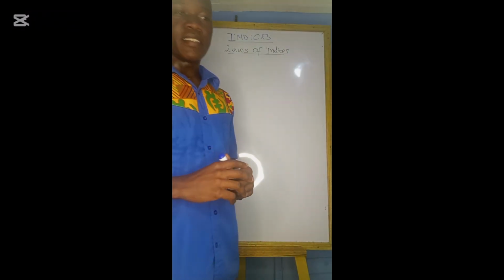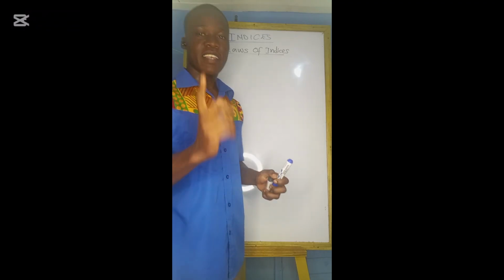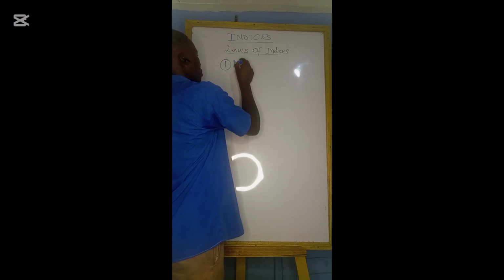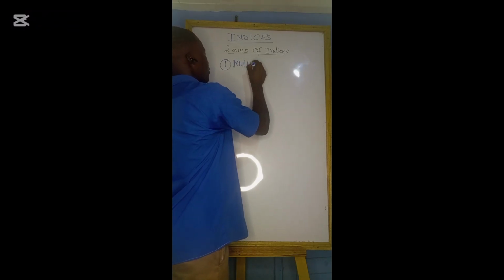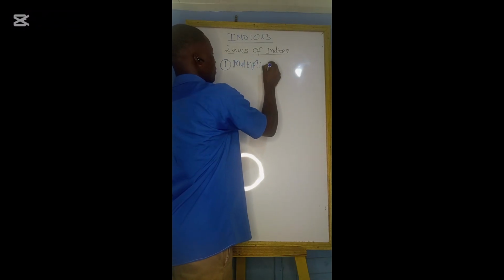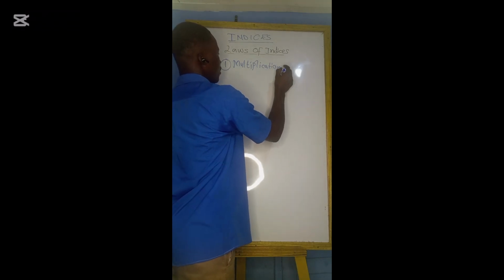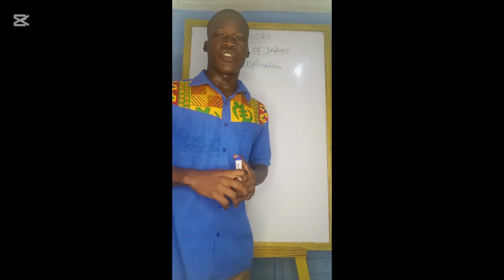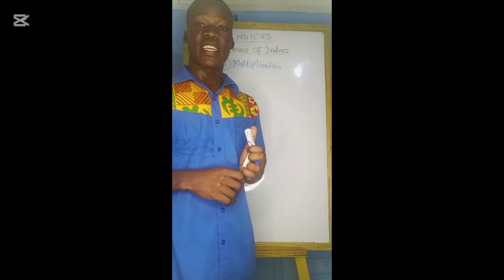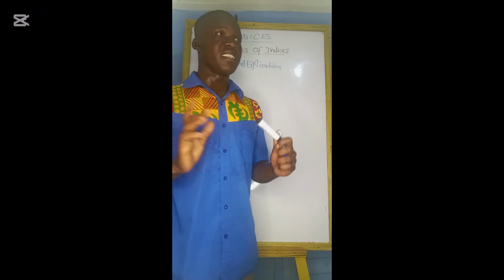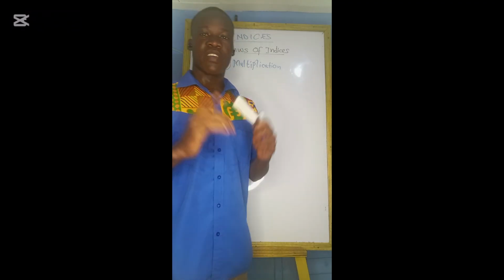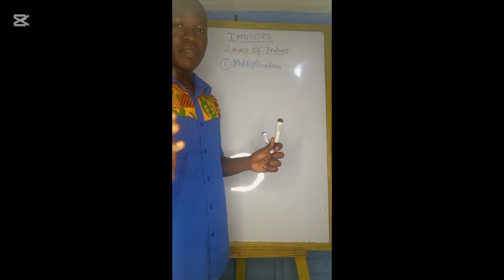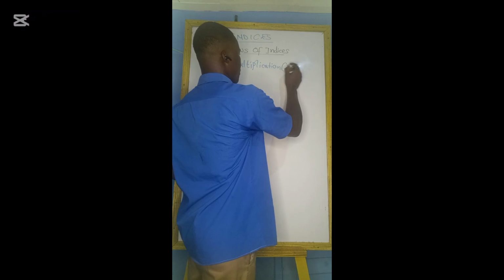Basically, we have 5 laws of indices. We are coming to look at them one after the other. The first law is the multiplication law. Bear in mind, multiplication is talking about the same base. When we are multiplying indices with the same base, we have a rule, or a law, that we apply, and that's what we are coming to look at. So multiplication of the same base.